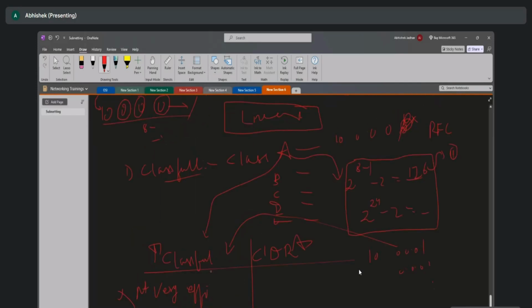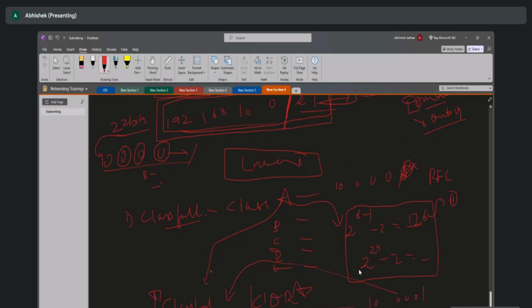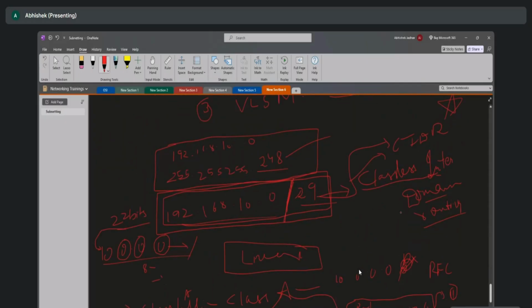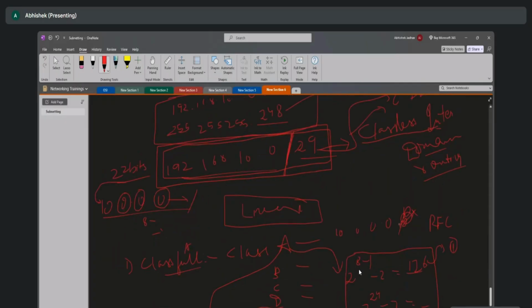Okay. Now, does anyone have any doubts about what I discussed now? I introduced two concepts, classful and classless inter-domain routing. Now, any doubts among these two?